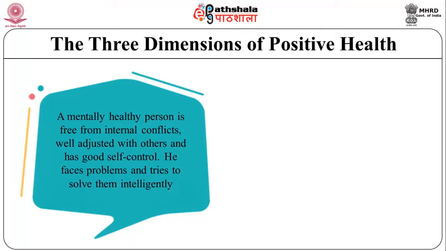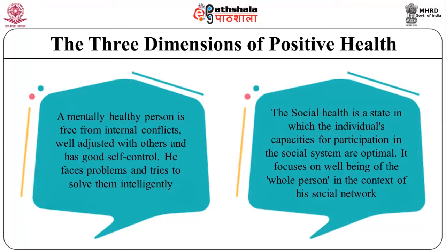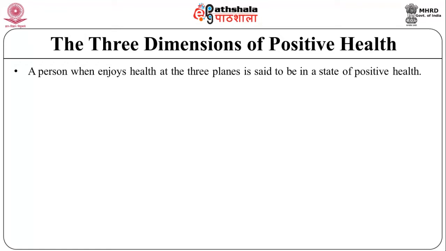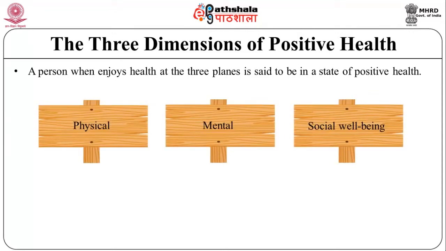Social health is a state in which the individual's capacities for participation in the social system are optimal. It focuses on the well-being of the whole person in the context of his social network. Apart from these, positive health is also important. A person who enjoys health on the three planes, that is physical, mental, and social well-being, is said to be in a state of positive health.